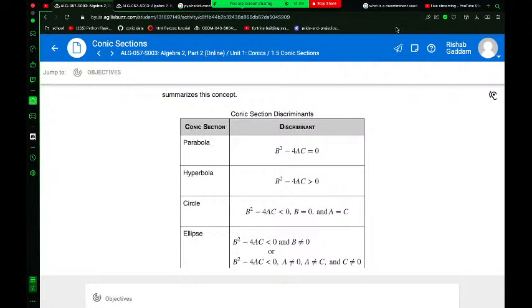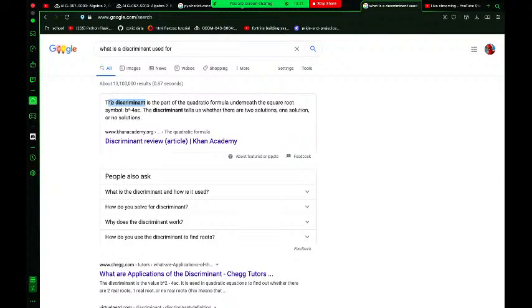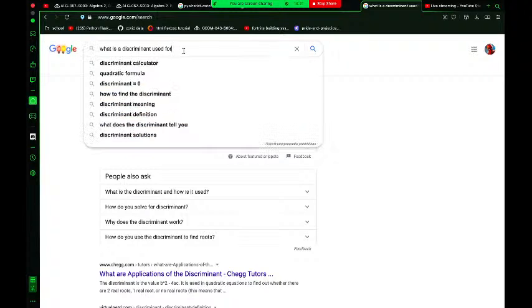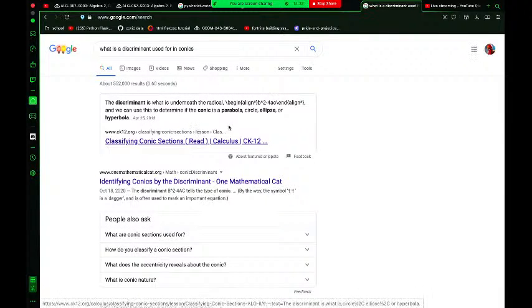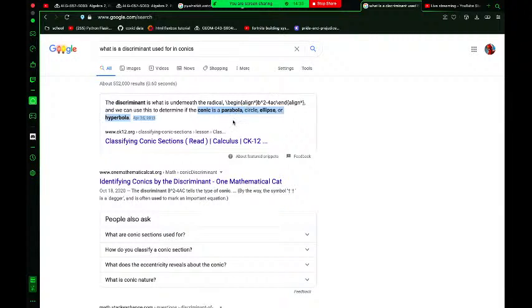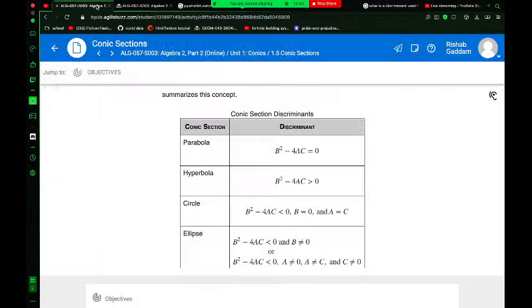So the discriminant, and we are learning what the discriminant is used for. The discriminant is part of the quadratic formula underneath the square root symbol. We don't need all of that. In conics, we can use this to determine if the conic is a parabola, circle, ellipse, or hyperbola. So this is used to determine the different conic types.